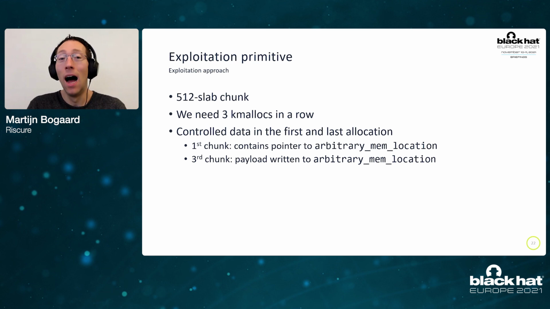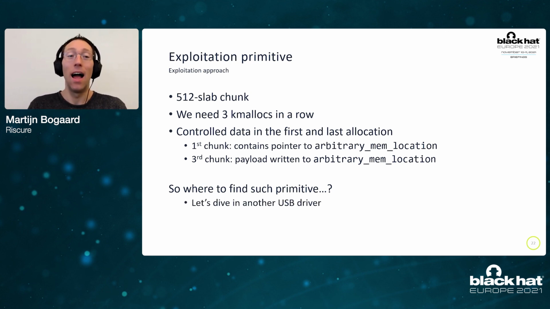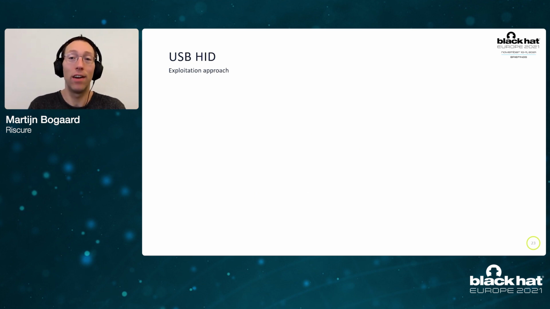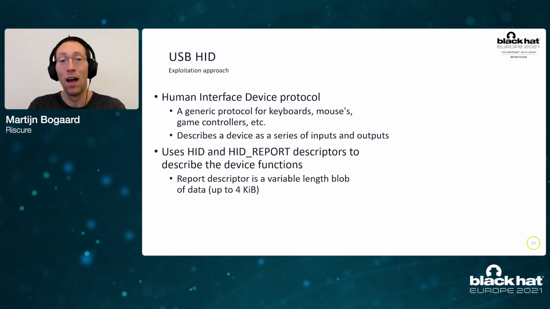However, where are we going to write an exploitation primitive with exactly these characteristics that is also accessible over USB? We have been digging through several USB drivers, and at a certain moment, we encountered a very interesting USB driver. This USB driver is the USB HID protocol, or human interface devices. It is basically a generic protocol for keyboards, mice, game controllers, etc. And it basically allows you to describe your device through a series of inputs and outputs. The way it works is that the USB protocol is extended with 2 additional descriptors. The first one is the HID descriptor, and the second one is the HID report descriptor.